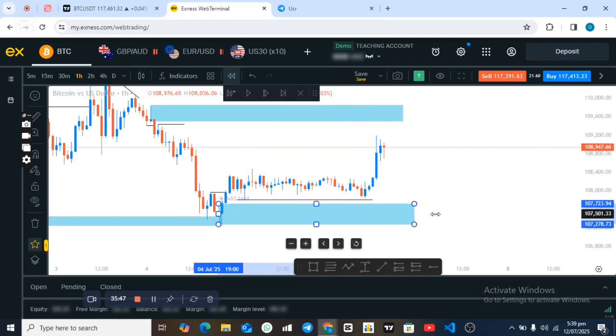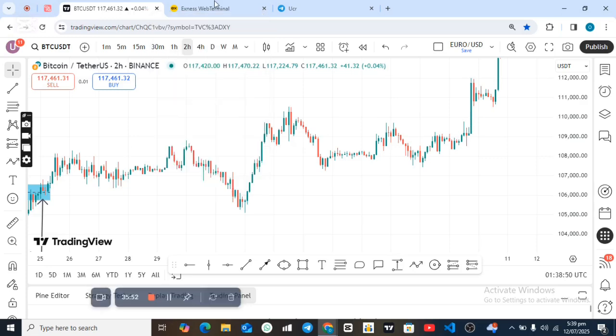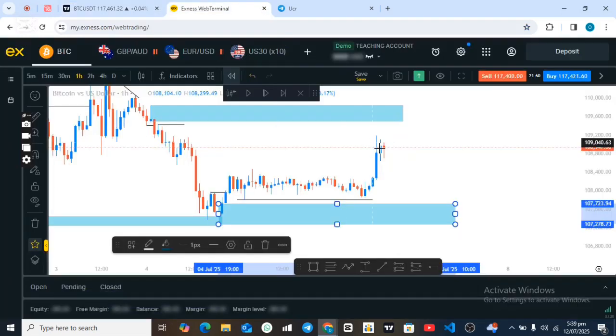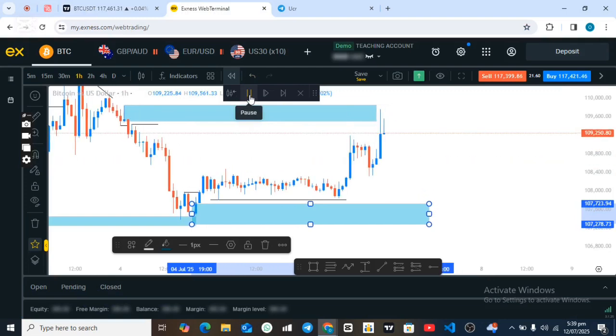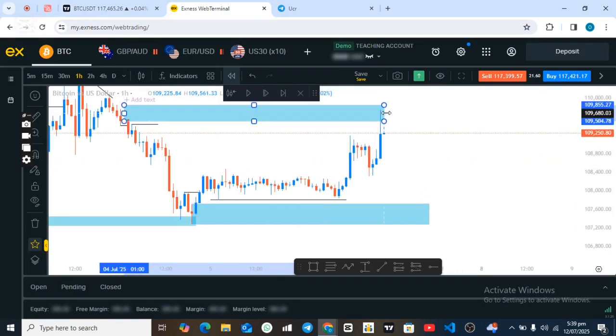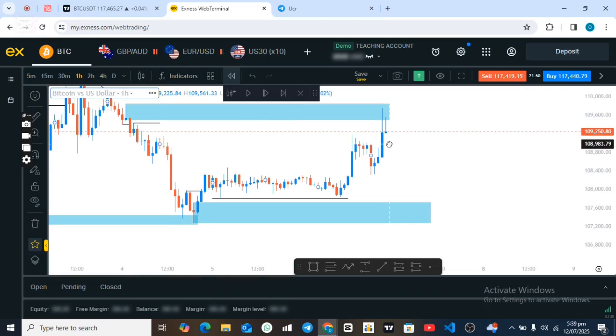Equal low inducement. Whenever I see this kind of thing, my attention gets drawn to that very particular setup. So now let's play price forward to see what really went on. You can see price has now tapped into that counter trend POI. So we're already on sells now. We're already on a sell, and we hope this thing plays out in our favor.